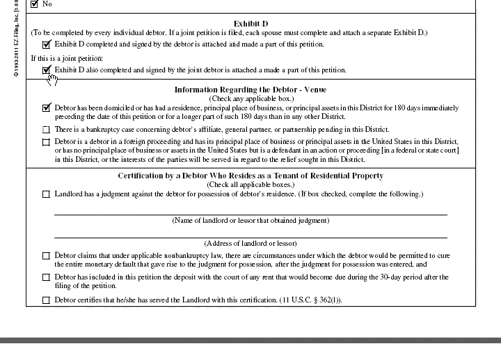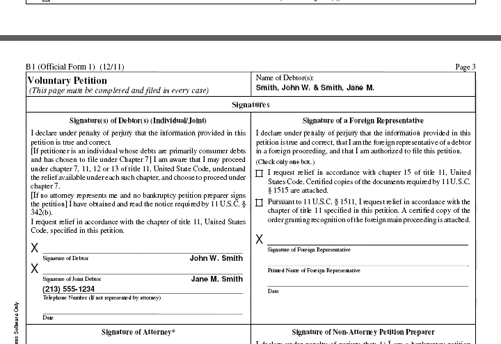If you're filing jointly with a spouse, then you check the second box to indicate that your spouse has also completed pre-bankruptcy counseling. Right here where it says information regarding the debtor venue, you check the top box to indicate that you've resided within the bankruptcy court district where you're filing for the majority of the past 6 months. Scroll down to page 3.